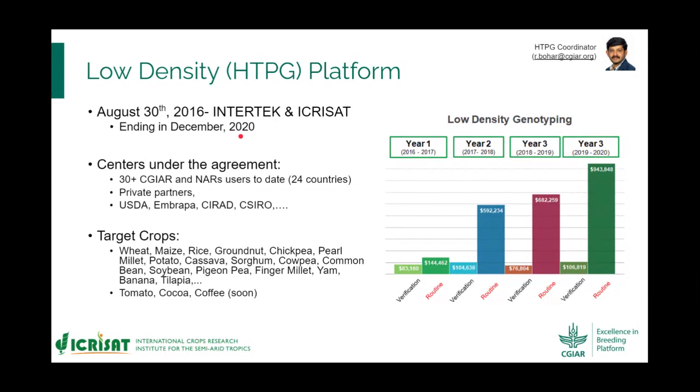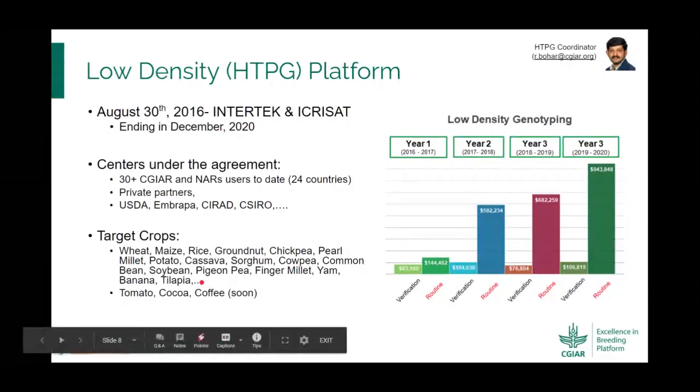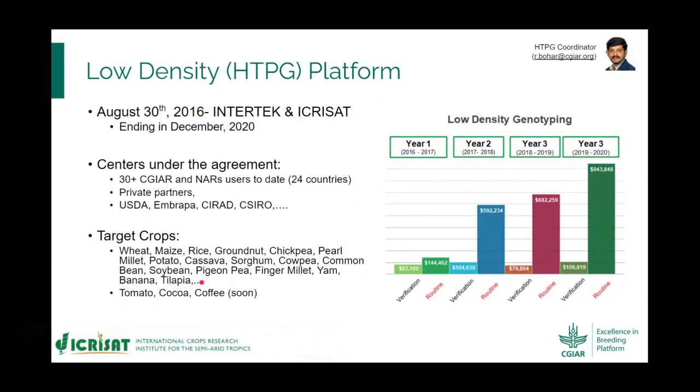Some of the breeding programs are also actively using the HDBG service. So here's a list of the target crops. Again, continuously we're expanding this to more and more crops and species. Tilapia is a new species, which is under the validation phase right now for the QC markers.